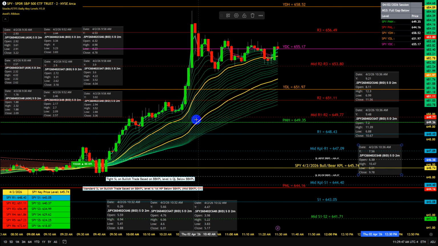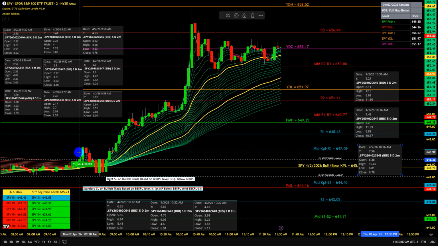So on the 10:32 a.m. candle here, which is this candle right here, we have a hit of the R2 level, the next key level move up, and we have a hit of the YDL level. So we have a completion of the move from what we saw in the market scenario analysis up to the YDL level.